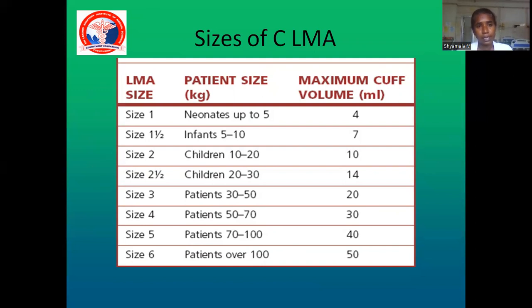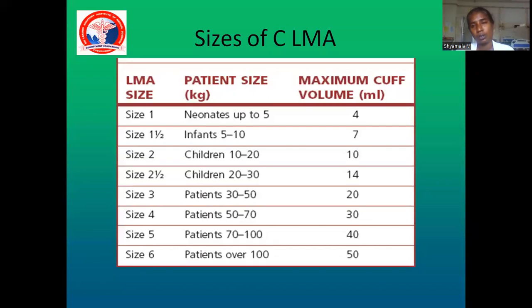In case of LMA, there are 8 sizes. Size 1 is used for neonates up to 5 kg, and its cuff volume should be 4 ml. Size 1.5 is used for infants of 5 to 10 kg, and its volume is 7 ml. Size 2 is for children weighing 10 to 20 kg, and you have to inflate 10 ml. Size 2.5 you use for 20 to 30 kg, with a volume of 14 ml.